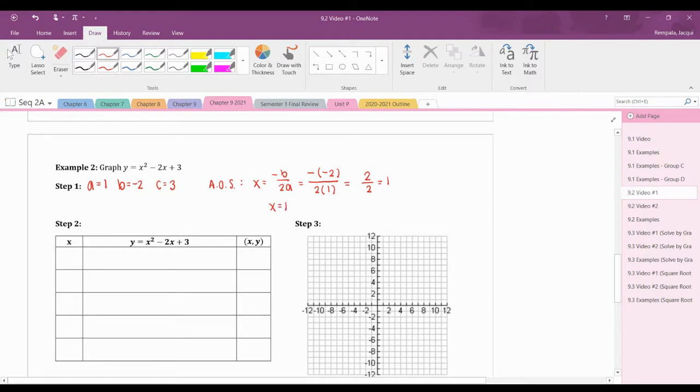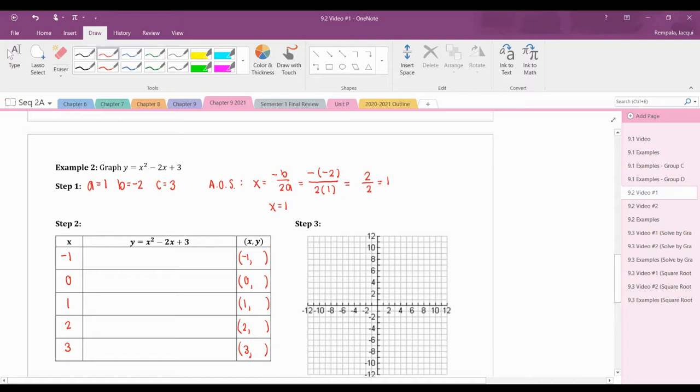The number that I got for the axis of symmetry goes in the middle of my table. I pick numbers to the left and to the right. So what's to the left of 1? Well, smaller numbers would be 0, and then it starts heading towards negative, so negative 1. To the right of 1 would be more positives, so like 2 and 3. So I know that with my ordered pairs for my table, those are going to be the first numbers of my ordered pairs. So we're going to have a negative 1, a 0, a 1, a 2, and a 3.